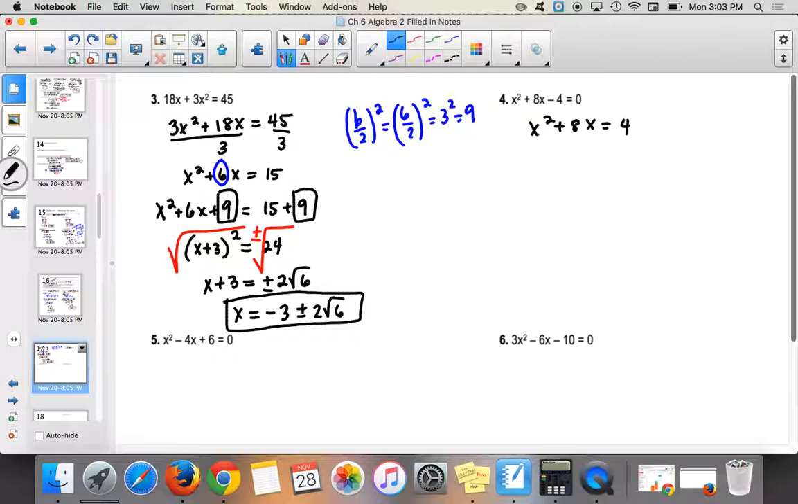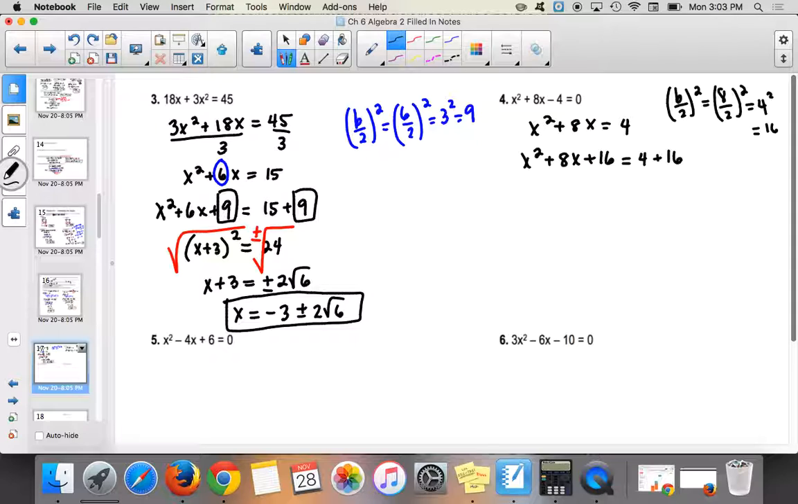All right, so what do I need to add to both sides? Are you guys all at the point where you can see what you're adding to both sides? Evan, do you see what you're adding to both sides? Manish, do you get it? Yeah. So you're doing b divided by 2 squared. So 8 over 2 squared is 4 squared, it's 16.